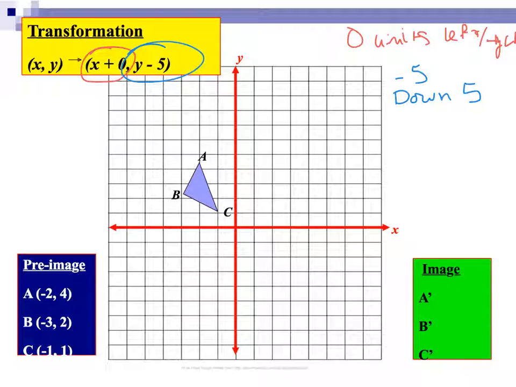So I'm going to start with A, 1, 2, 3, 4, 5. I'm going to place a point right there. And then B, 1, 2, 3, 4, 5. Place a point right there. And then C, 1, 2, 3, 4, 5. So once we're done, connect our points and then label them. So this one was B prime, this was A prime, and this was C prime.